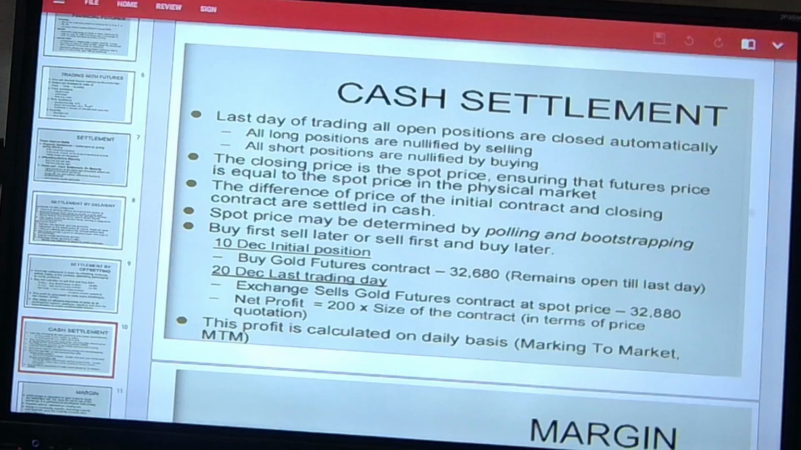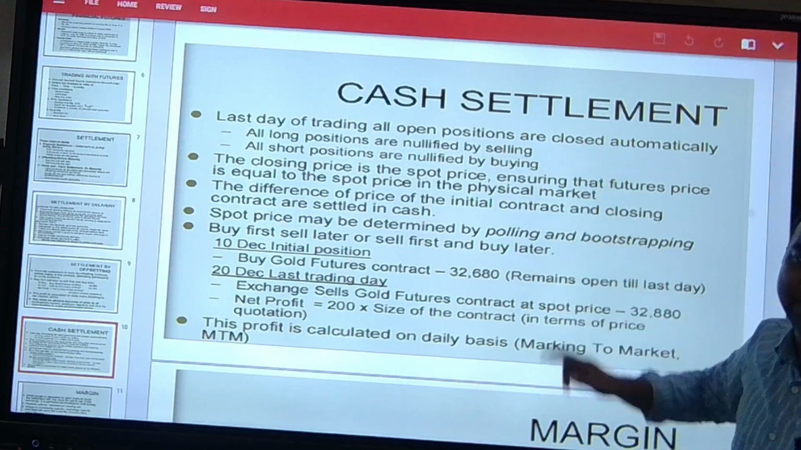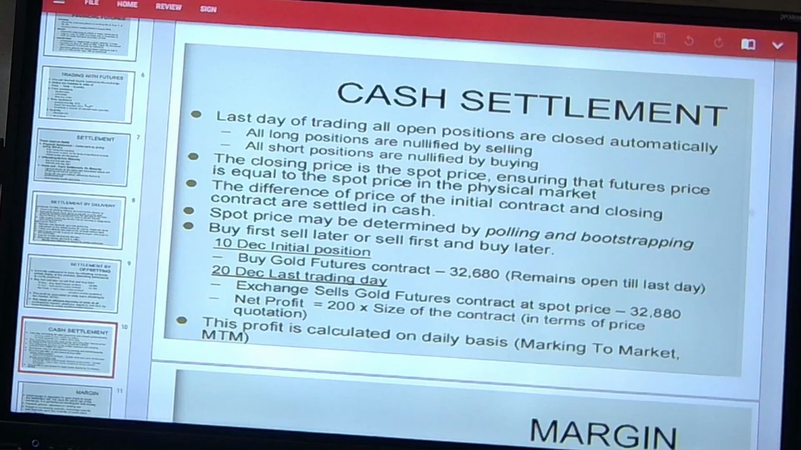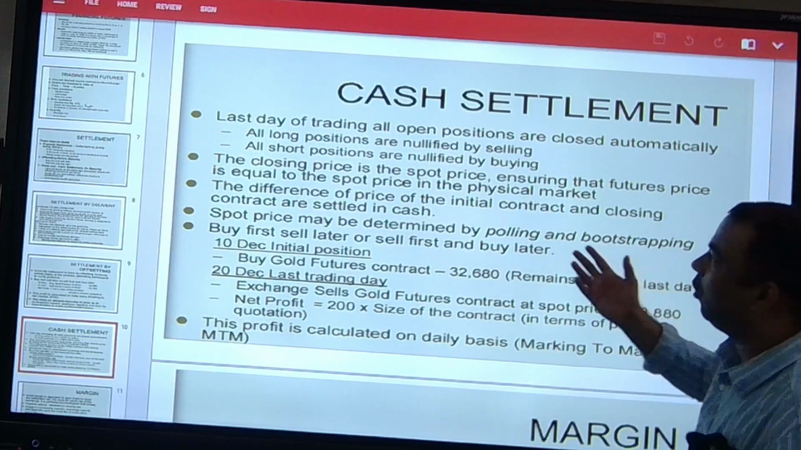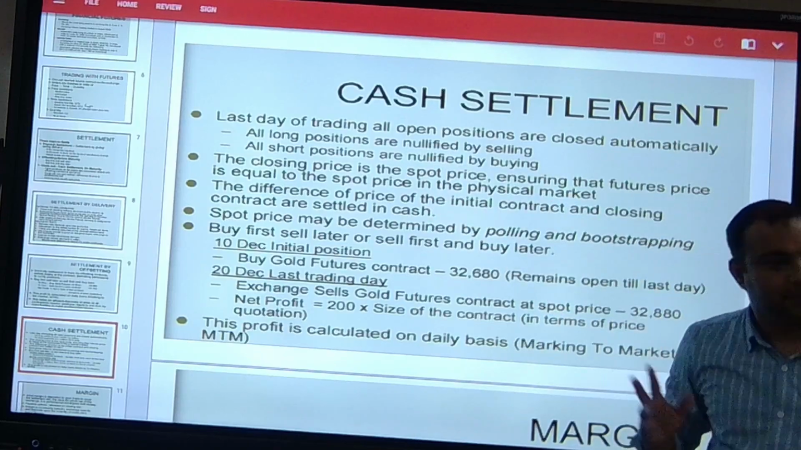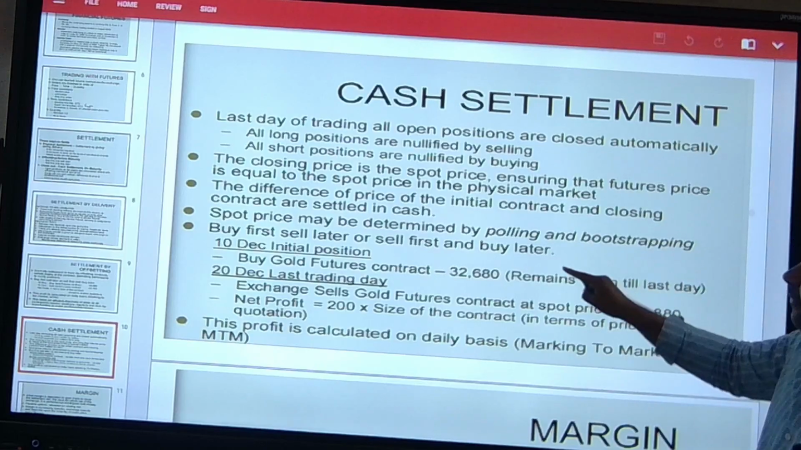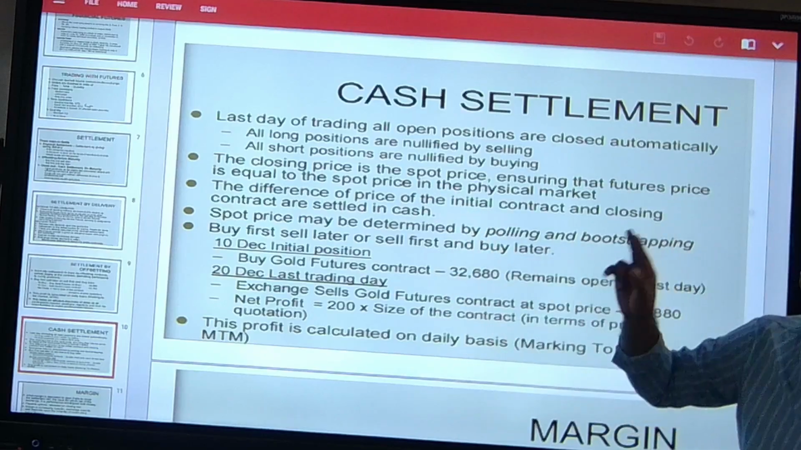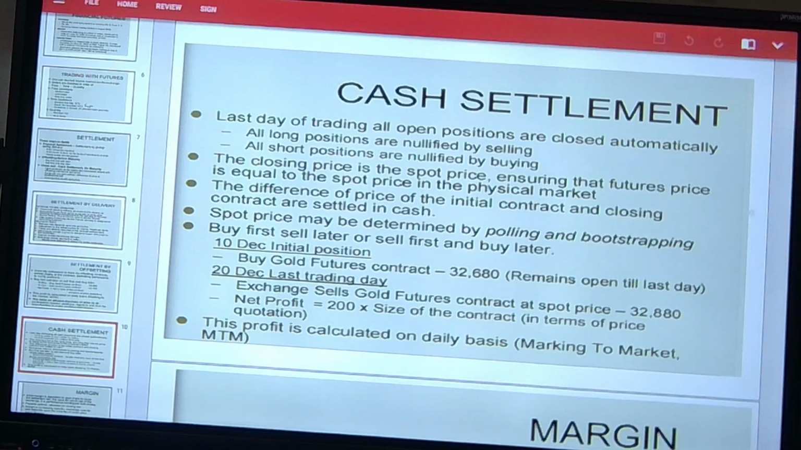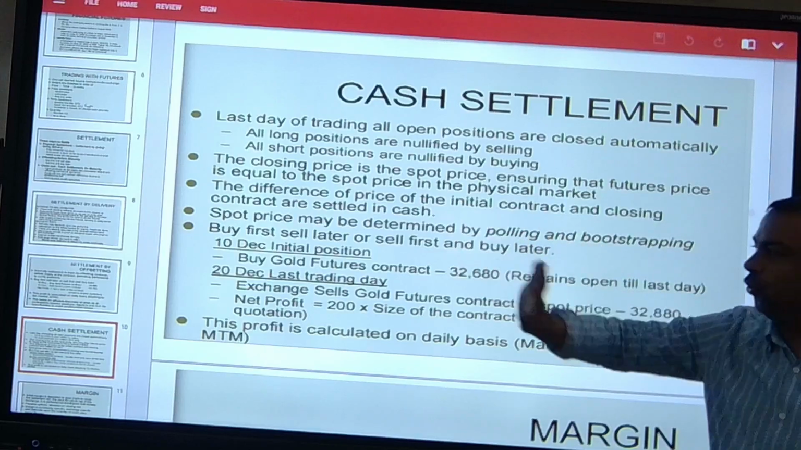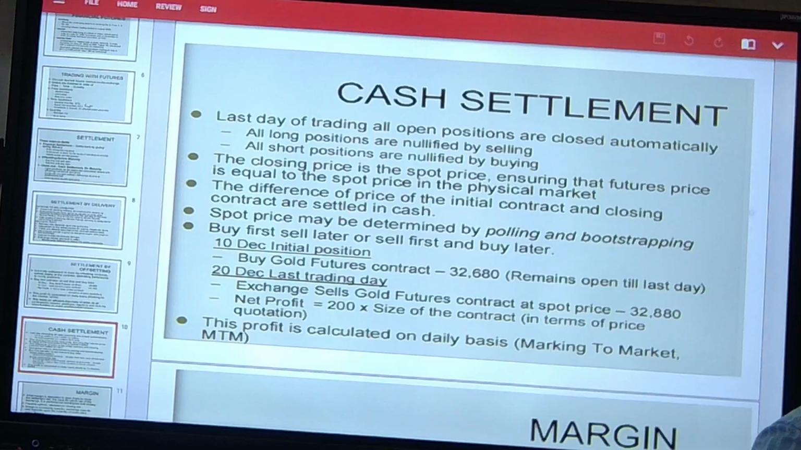Cash settlement. Cash settlement means closing of your contract on the maturity date, on the delivery date. For example, all the long positions are nullified by selling, or all the short positions are nullified by buying. Closing price is generally the spot price of that day, the spot price of the delivery day. That is known as convergence of the future, and the difference between the initial contract and closing contract is your profit or loss.